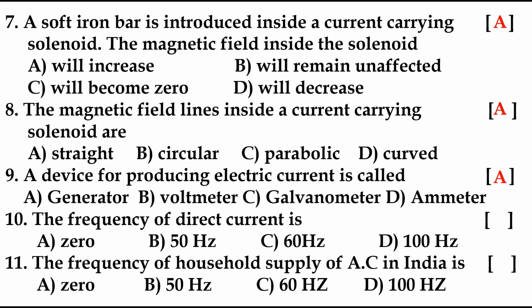10th bit, the frequency of direct current is option A 0, option B 50 Hz, option C 60 Hz, option D 100 Hz. Answer is A 0.